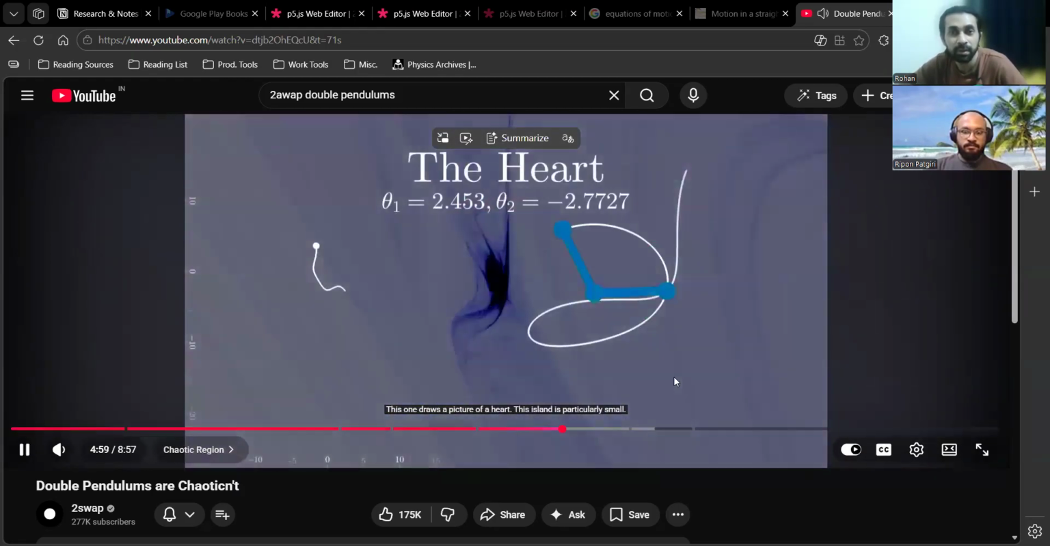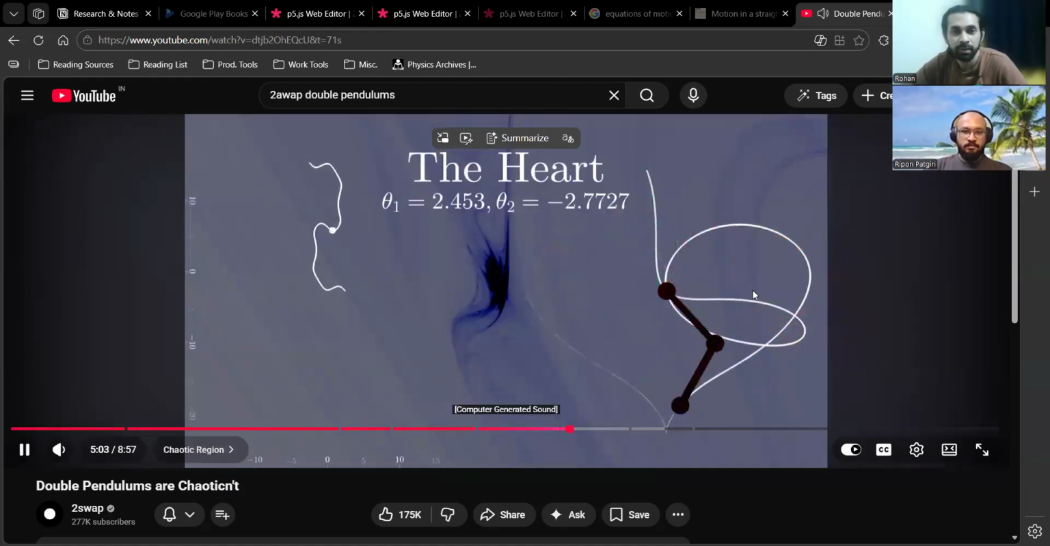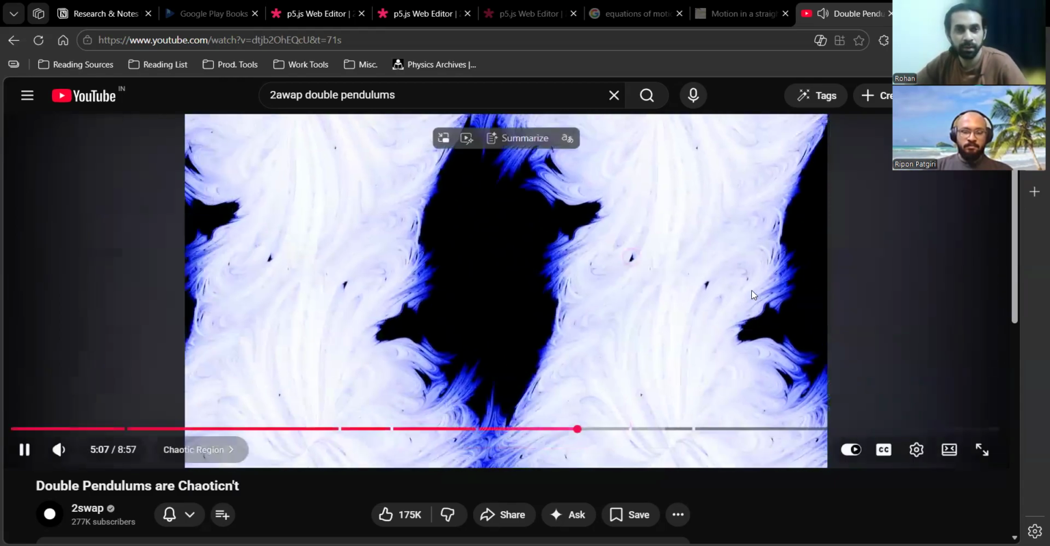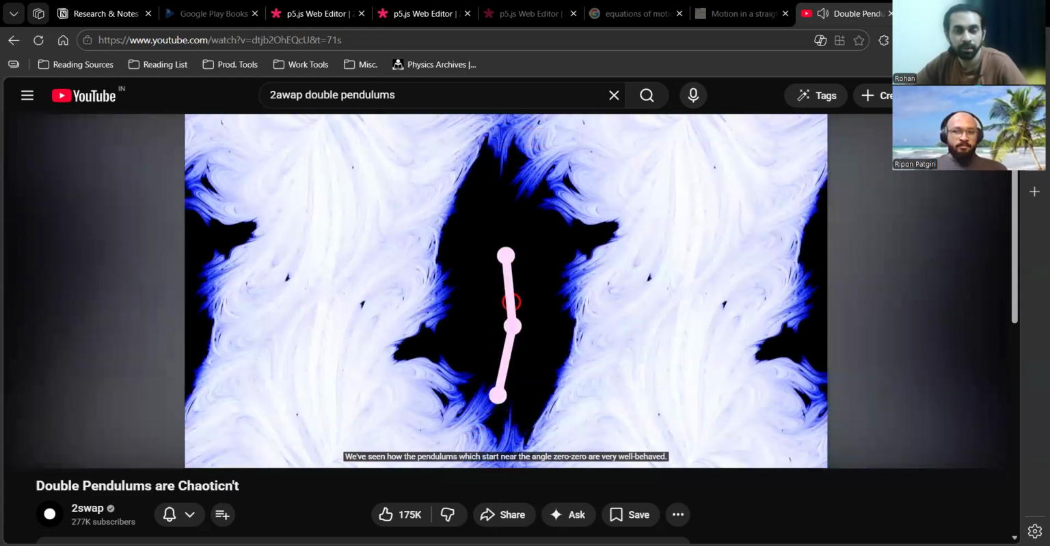This one draws a picture of a heart. This island is particularly small. We've seen how the pendulums, which start near the angle 0, 0, are very well behaved. Those pendulums have extremely low mechanical energy.